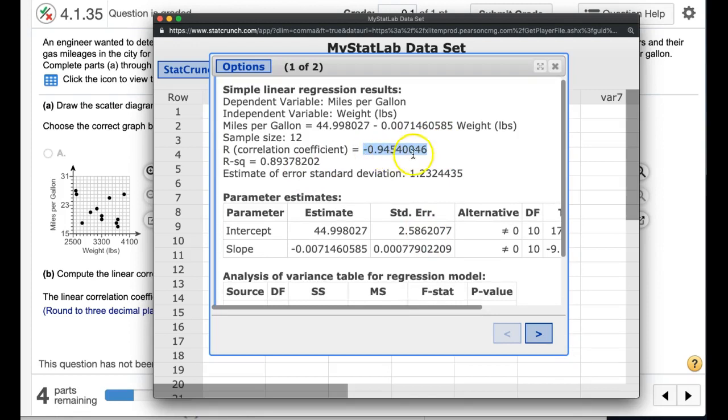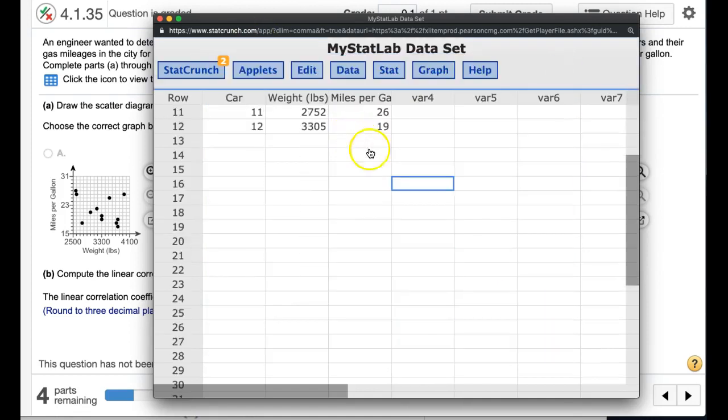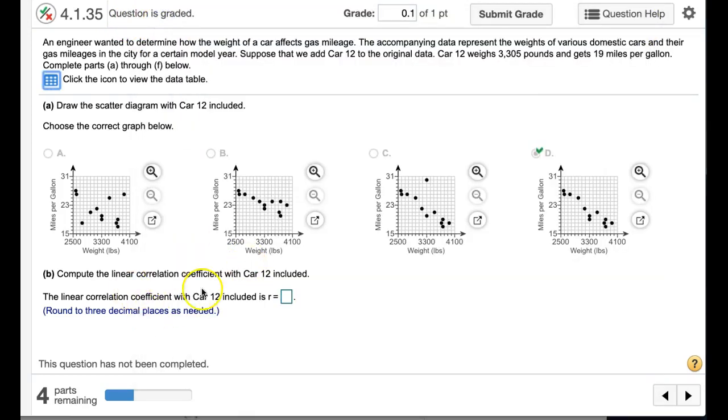0.945, or negative 0.95. Since it's close to 1, we can say we have correlation. Again, we could also compare it to the critical value table when you're given one. And now that we have that, that's how you would calculate the correlation coefficient right here.